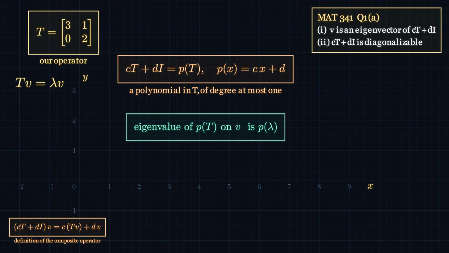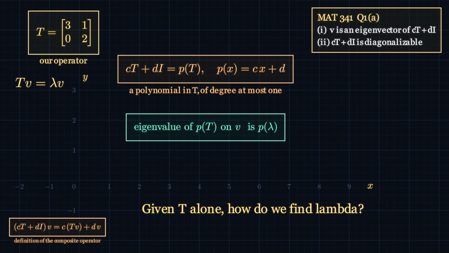But it also sharpens the question we quietly stepped around all video. We verified eigenvalues we were handed. How do you find them when nobody hands them to you? That search has a name, the characteristic equation, and it is exactly where we go next.